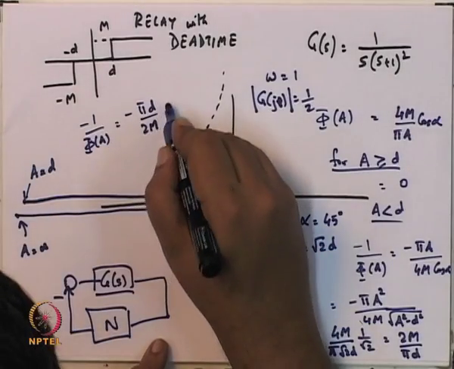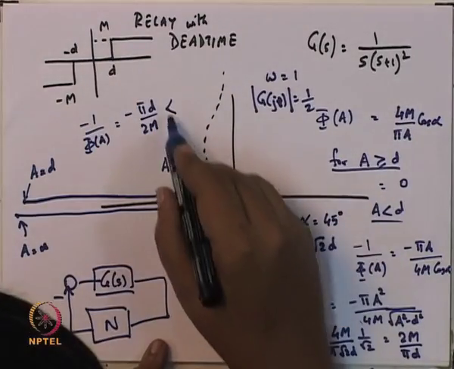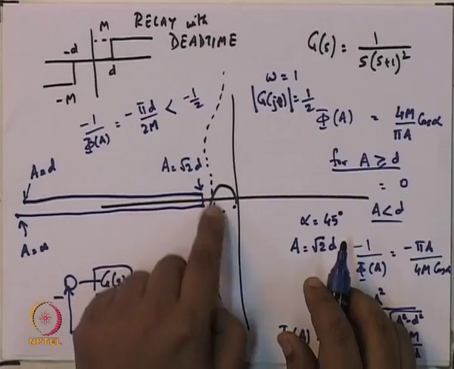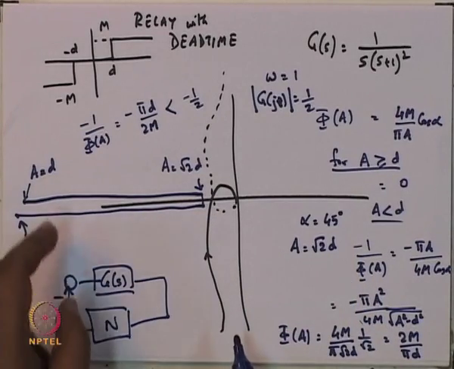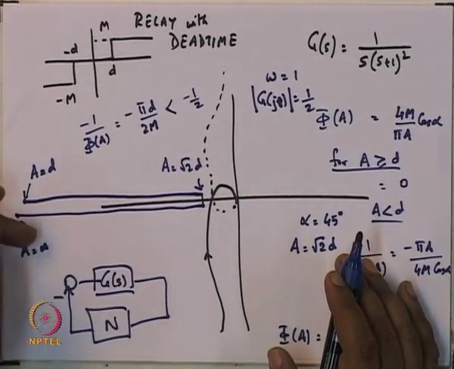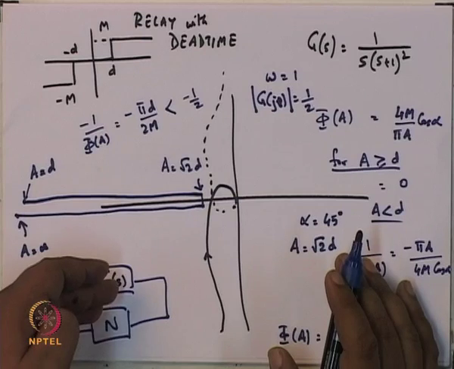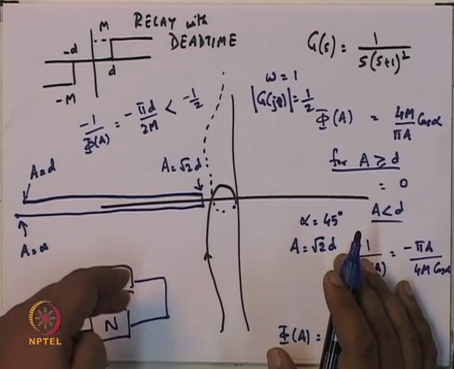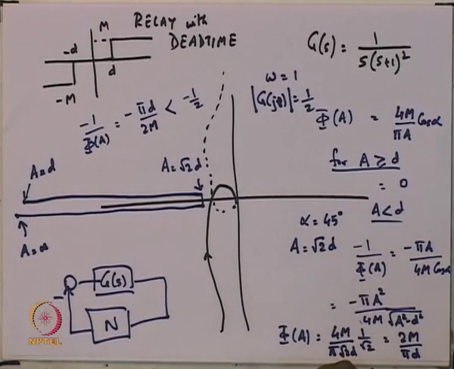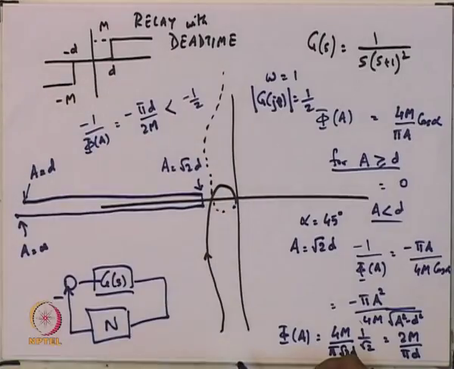And if this minus pi d by 2m turns out to be, so it depends on d and m, correct? And if this turns out to be less than minus half, then it is exactly the situation that I have drawn. And if it is this situation, then the closed loop system is such that for all values of A, the system is stable. So any signal gets attenuated, and therefore there is no limit cycle. The only hope of a limit cycle is if this is not less than minus half, but is greater than minus half.